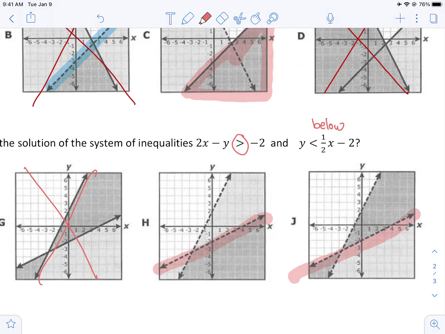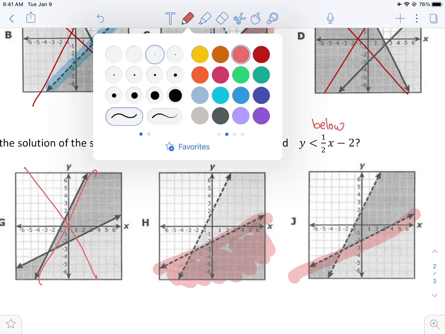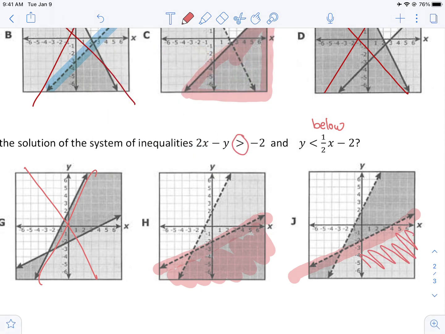And I'm shading below it. Okay, so before we even look at it, if I'm shading below, that's going to be this area right here, which means in order for it to have a common shaded area here, I would have had to shade above. So this one, just by process of elimination, would be a no-go.